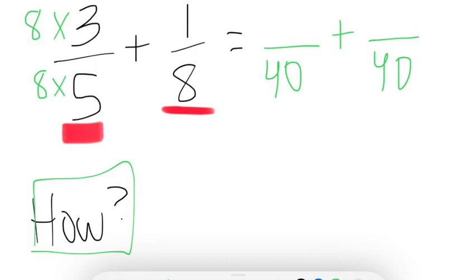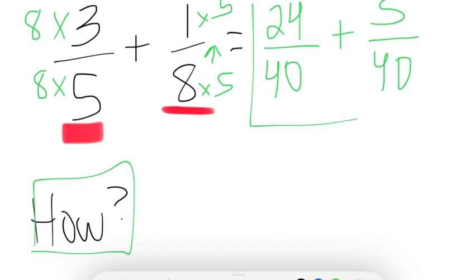A very common mistake is students do not change that top number, and it'll just set you up to have a wrong answer. So we have to make sure that whatever we do to the bottom, we do to the top. In this case, 3 times 8 is 24. And how did I get my 8 to 40? Well, that was times 5. So whatever I do to the bottom, I do to the top. So 1 times 5 is 5.